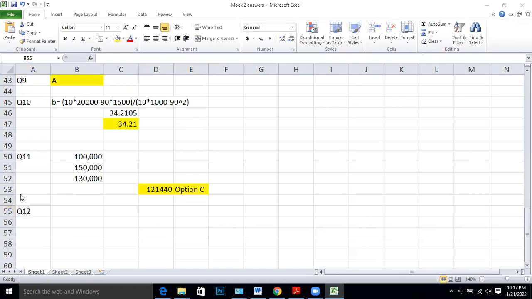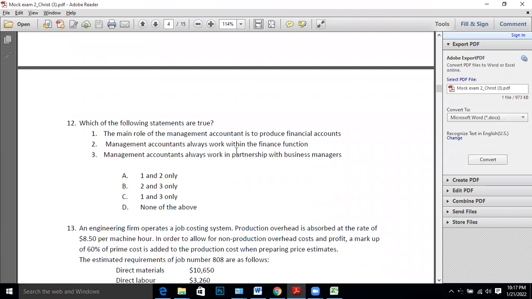Question number 12. Which of the following statements are true? The main role of a management accountant is to produce financial accounts. No, that's wrong, because that's the financial accountant's role.